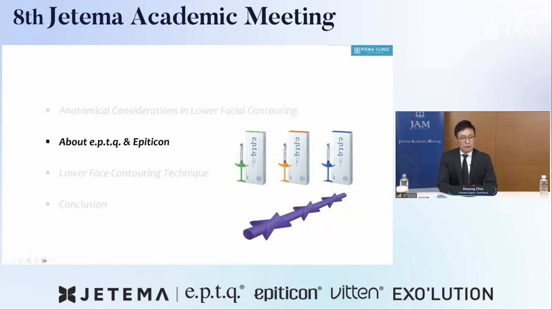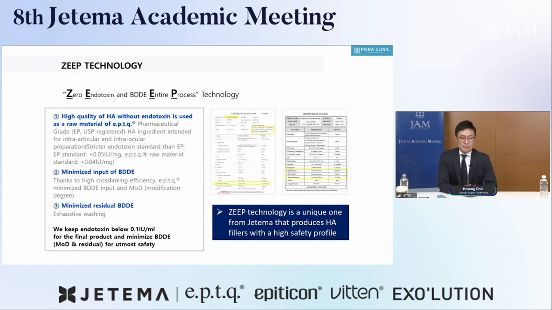Now I will briefly talk about the products, Epitique filler and Epitique thread. Epitique is made of high quality HA raw material without endotoxin, and it has minimized output and residual amount of BDDE. And this technique enabled a very low MOD value that ensures safety, with a very low incidence of immunologic reactions after Epitique injection.